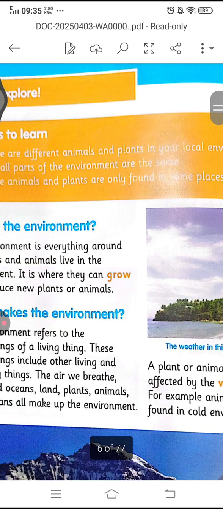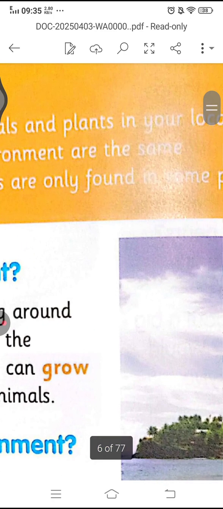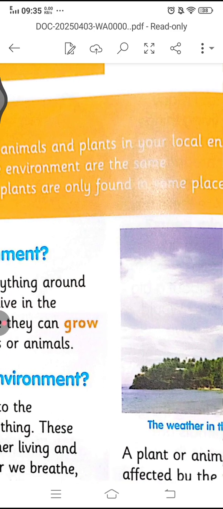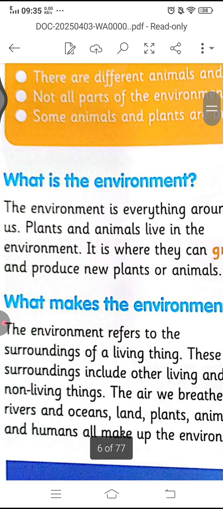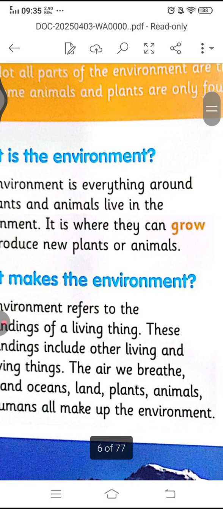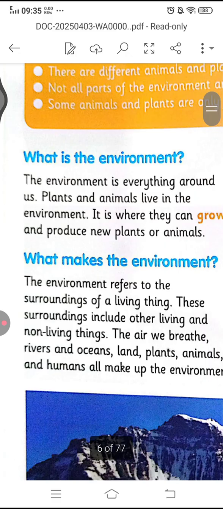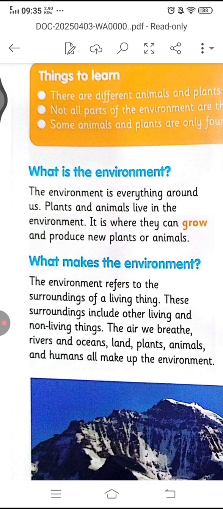Not all the plants or the animals are the same, and some animals and plants are only found at some places. Why? Because as I told you, a habitat is a place where specific animals are found. That's why different animals are found at different places, because that atmosphere is suitable for them.